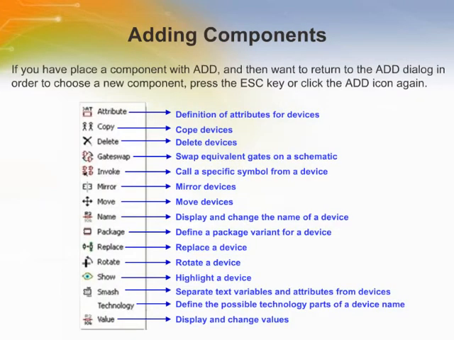After you place a frame, you can now start to draw a circuit diagram. First, you need to add components to the schematic from the Add dialog by means of the mechanism described previously. If you have placed a component with Add, and then you want to return to the Add dialog box in order to choose a new component, press the Escape key or click the Add icon again. If the position, the name, or the value of the component is not what you want, you can right-click the component and then a command bar opens to re-edit it.